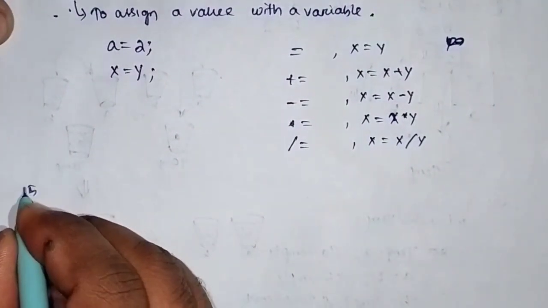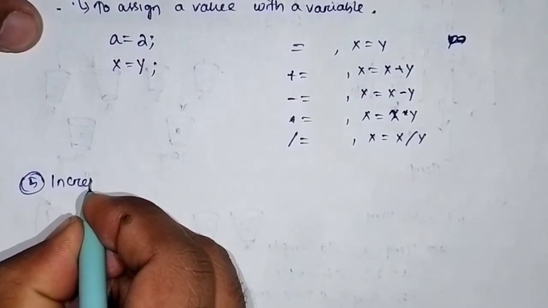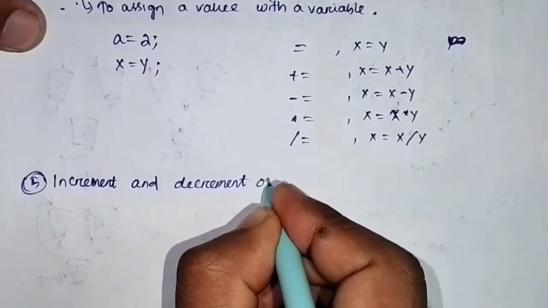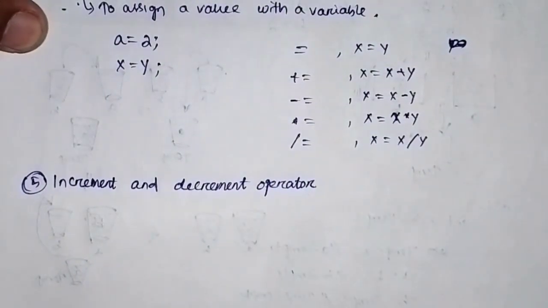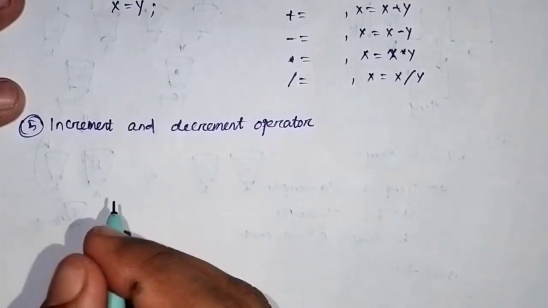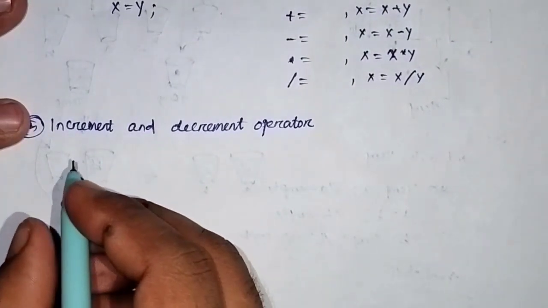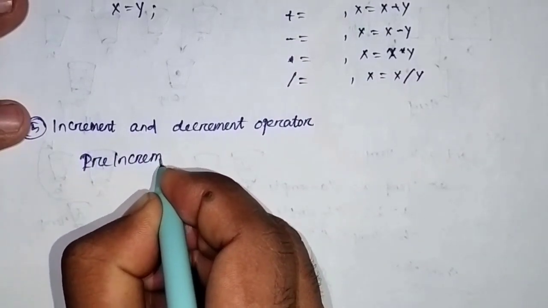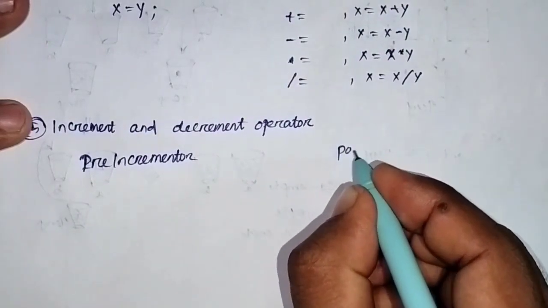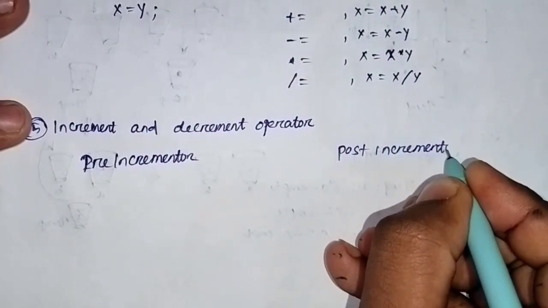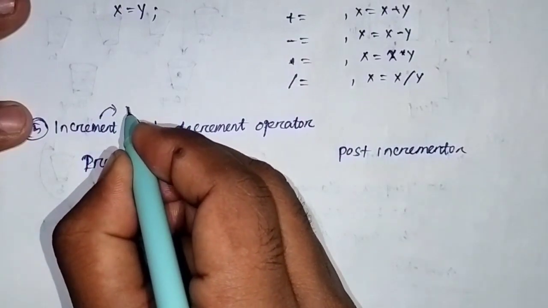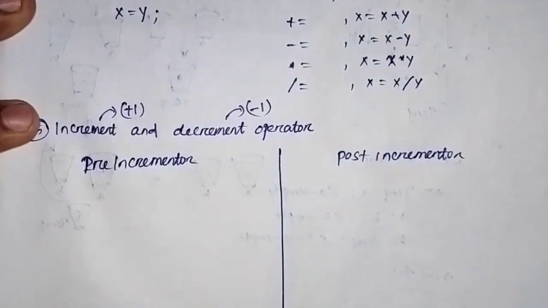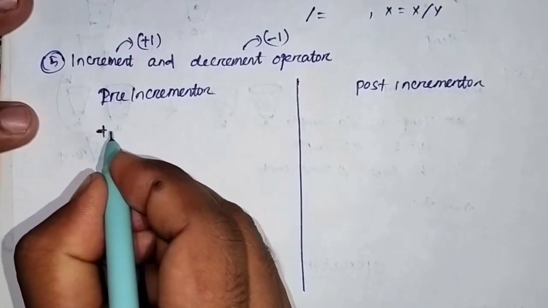In today's lecture we will learn about increment and decrement operators, and in the next lecture we will learn about bitwise operators. I have already taught some operators in the last video. There are two types of increment operator: one is pre-increment and another is post-increment. Increment means +1 and decrement means -1. We will learn about increment, and decrement goes like that of the increment operator.